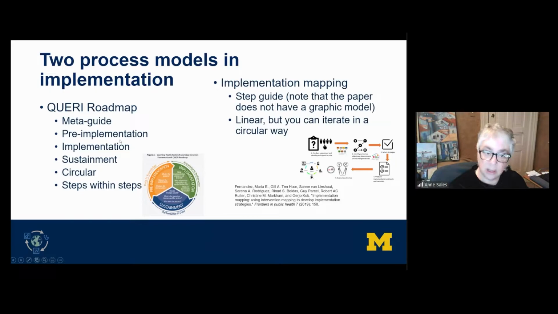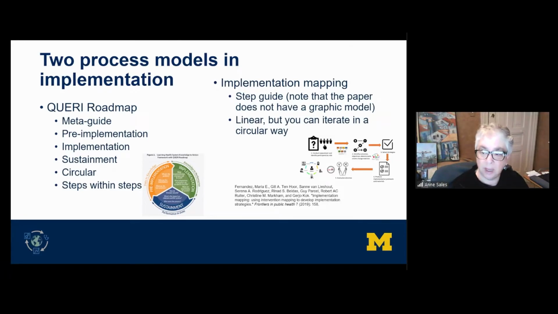And I just want to acknowledge that, particularly for those of us who do work in the VA, a recently published guide called the QUERI Roadmap is actually very useful. And I would argue, again, is a process model. If you look at it, there are steps from pre-implementation through implementation to sustainment. There is a direction to the steps and it clearly lays out steps and phases to follow. Implementation mapping is also a step guide. I want to note that this little graphic I'm using does not come from the paper. I actually created it because I wanted to use it.